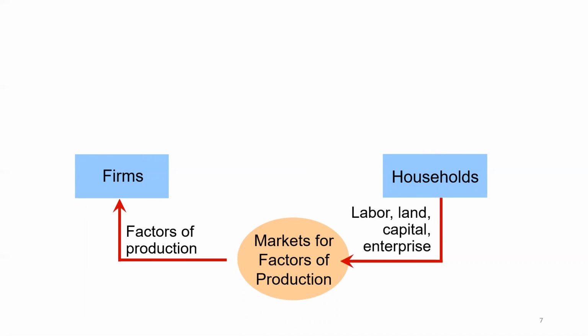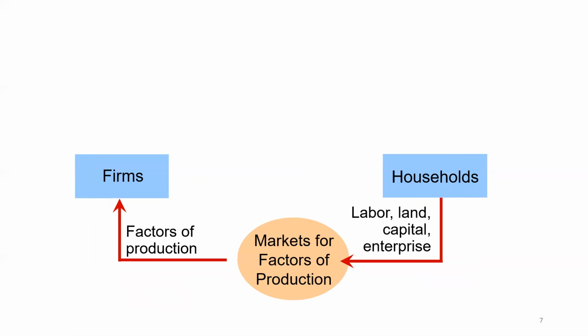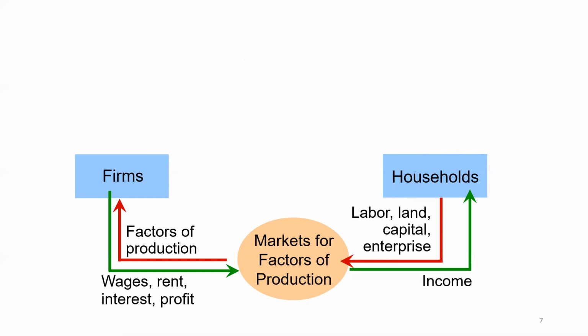And in this market, households sell labour and land and capital and enterprise to firms, which firms use as inputs. Households don't give up their labour or the other factors for free. They do it in exchange for an income. So when households give, say, labour to firms, firms in exchange give wages to households, which will be the household's income. Same with all the other factors there.